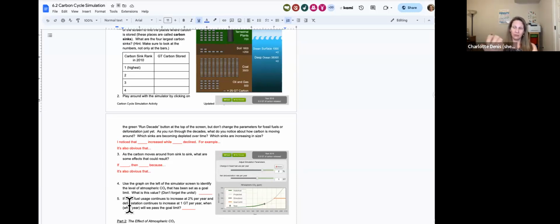There are several goals in mind, but in my mind, the biggest one is that they realize that it doesn't matter how much deforestation we stop doing, or how much we reforest. In this model, it doesn't matter if you reforest at the maximum level. If you don't change the fossil fuel usage, we will hit the goal limit relatively soon. We never stay under that orange line.